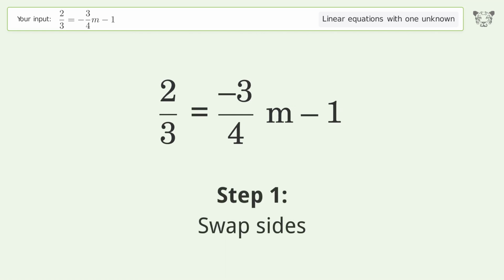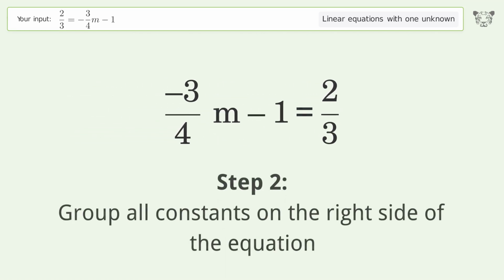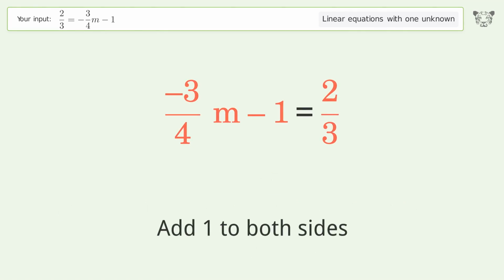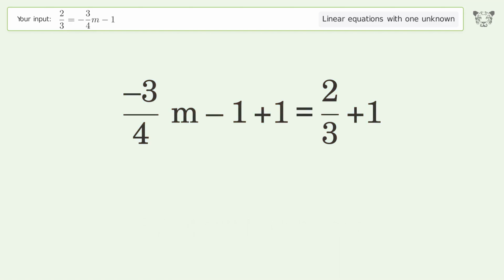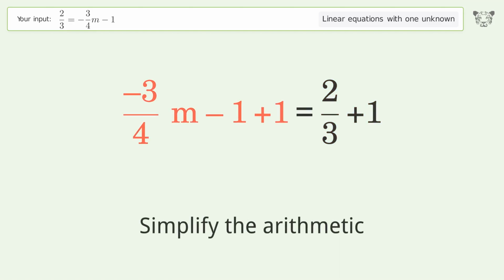Swap sides. Group all constants on the right side of the equation. Add 1 to both sides. Simplify the arithmetic.